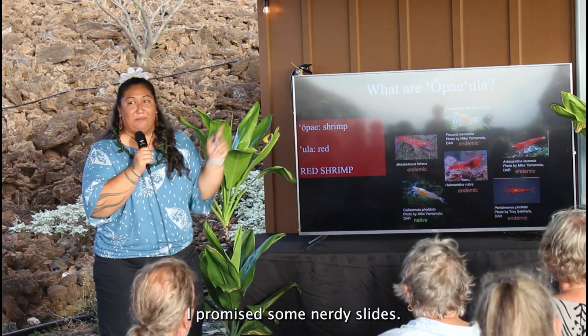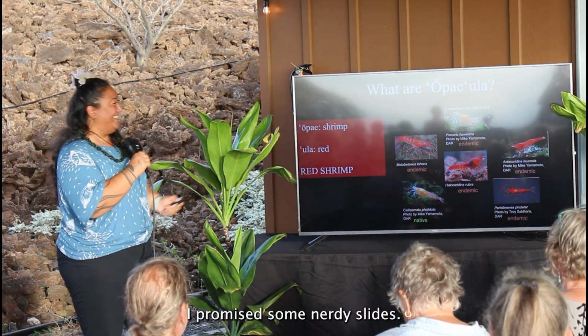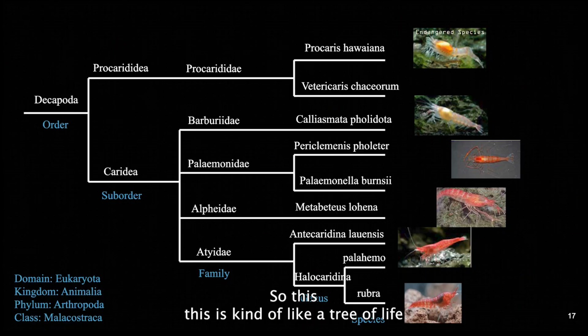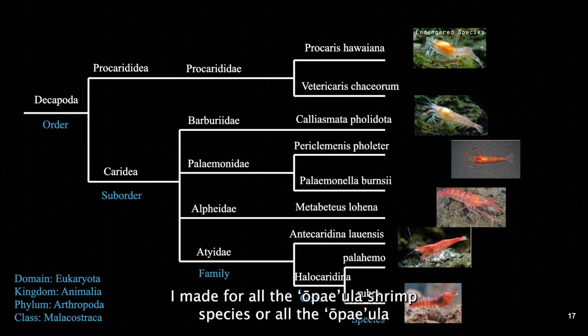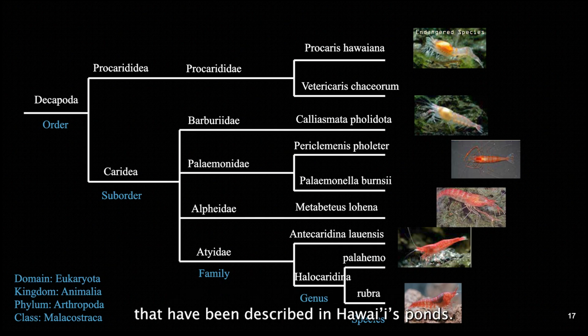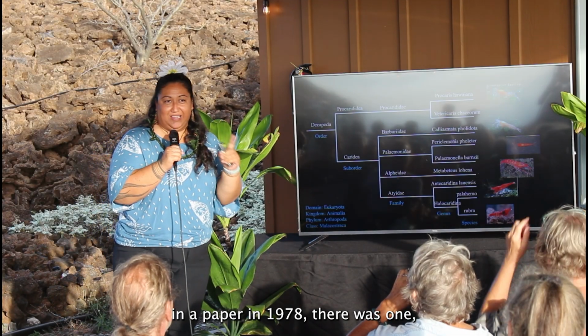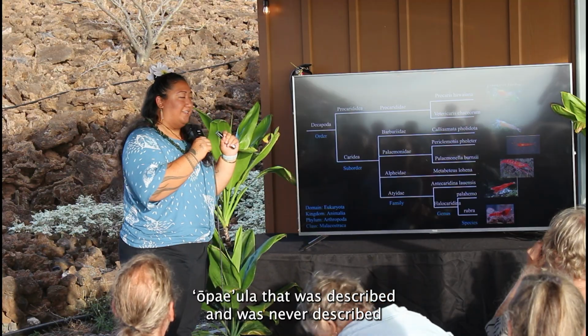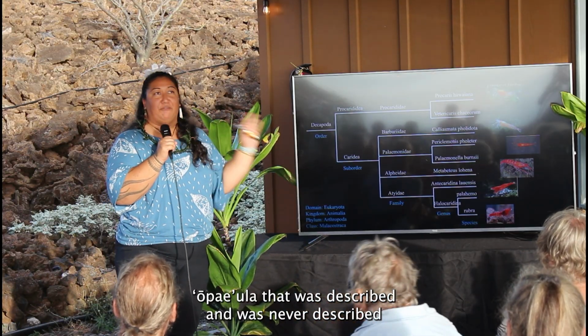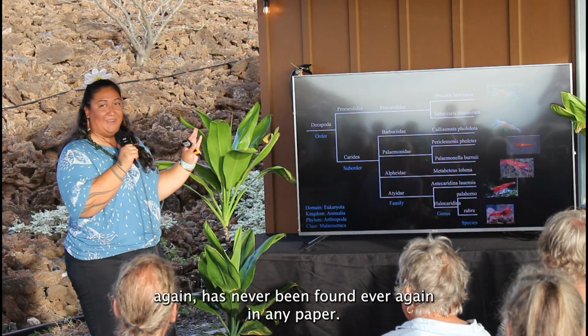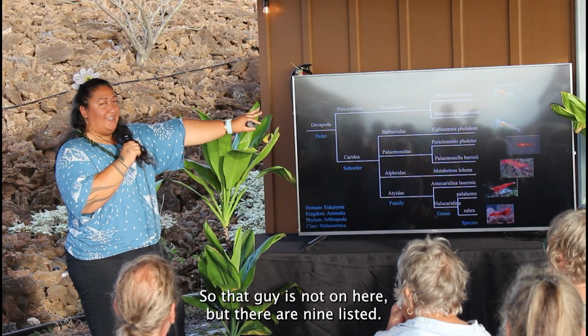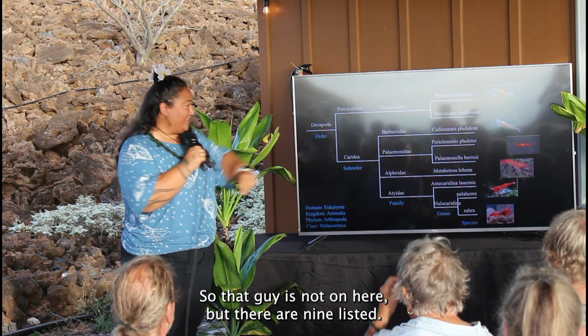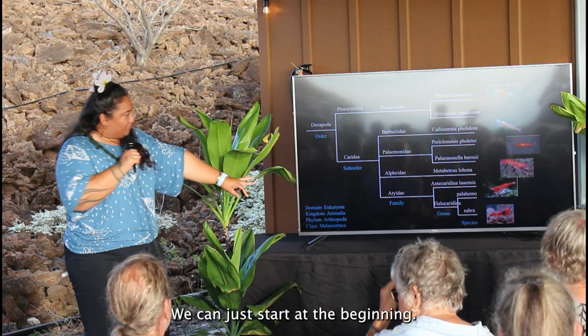And this is where it gets nerdy. I promised some nerdy slides. So this is kind of like a tree of life I made for all the ōpae'ula shrimp species, or all the ōpae'ula that have been described in Hawaii's ponds ever, except for one. In a paper in 1978, there was one ōpae'ula that was described and has never been found again in any paper. So that guy's not on here, but there are 9 listed. And we can just start at the beginning.